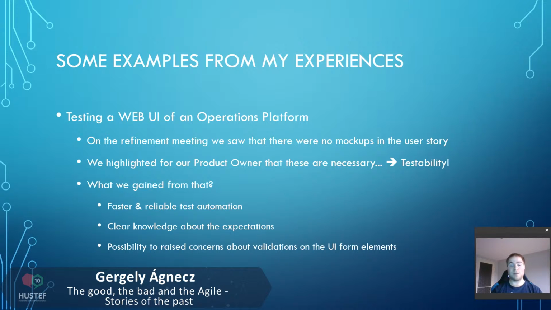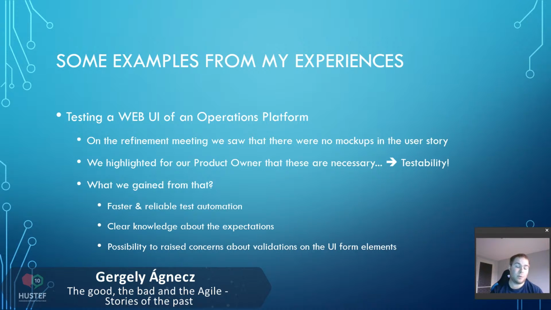Also, we had clear knowledge about the expectations, how the UI will look, how the given form elements on the UI will be validated, and of course, we were able to raise concerns about the validations on the UI forms as well. For example, we had a big form with 12 form elements, and the story mentioned that all of them should be validated, but it was not highlighted on the web page. And when we clicked the submit button, nothing happened, and there was no error message about which form element is missing or improper. So we were able to raise concerns about these validations, even before the test automation or the testing. So it was really good.